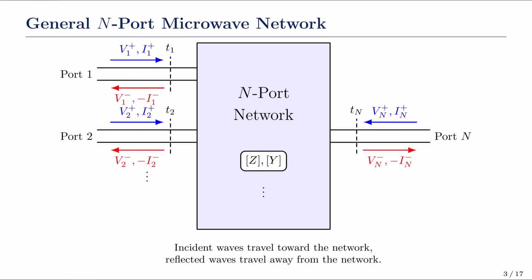We begin with the general n-port microwave network described by its impedance matrix or equivalently its admittance matrix. At each port, the incident wave travels toward the network while the reflected wave travels away from it. The voltage and current variables at every port can therefore be related to the corresponding incoming and outgoing waves. For the present analysis, however, we will work primarily with the port voltages and currents. The wave representation provides the physical picture, while the matrix formulation allows us to derive precise conditions for losslessness.